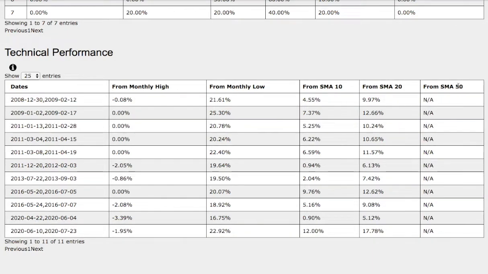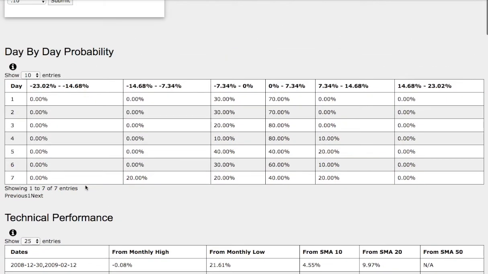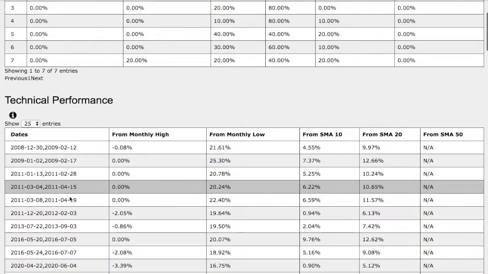We don't have a 50-day simple moving average because we're only examining a 30-day trend. And now let's compare the current trend with the trend in the past, May 20th to July 5th, 2016. Back then it was 0% away from monthly high, up 20% from monthly low, up 10% from 10 simple moving average, up 12% or 13% from 20 days simple moving average. So among the two trends, there are technical similarities. And again, these models are available in the link below, so do check it out.